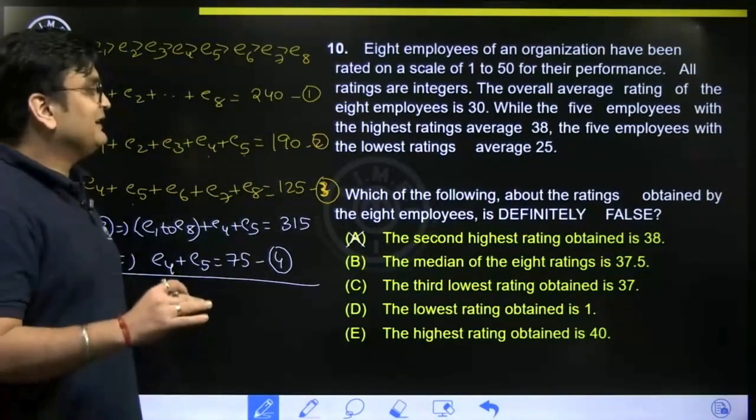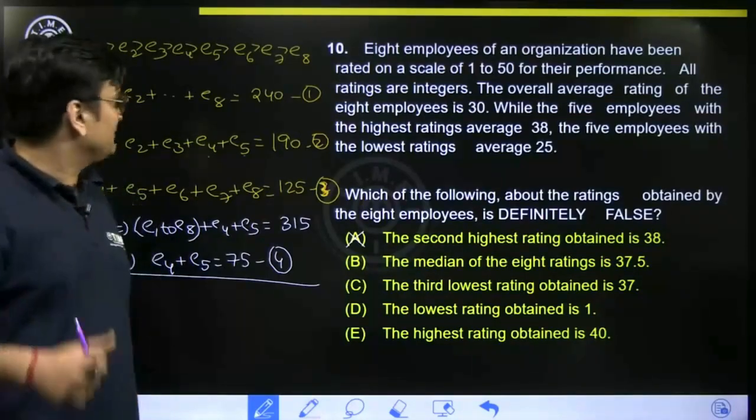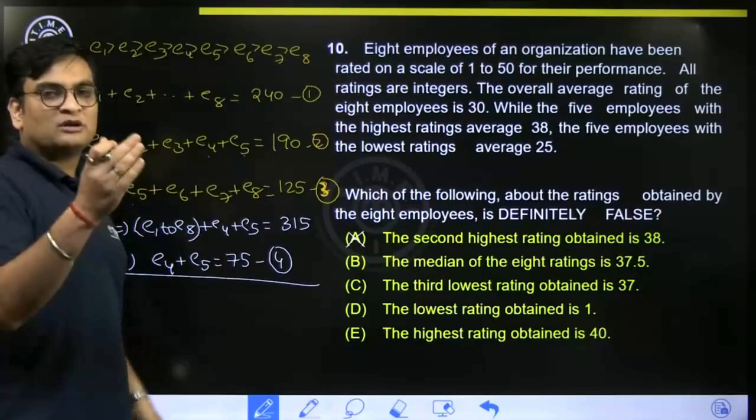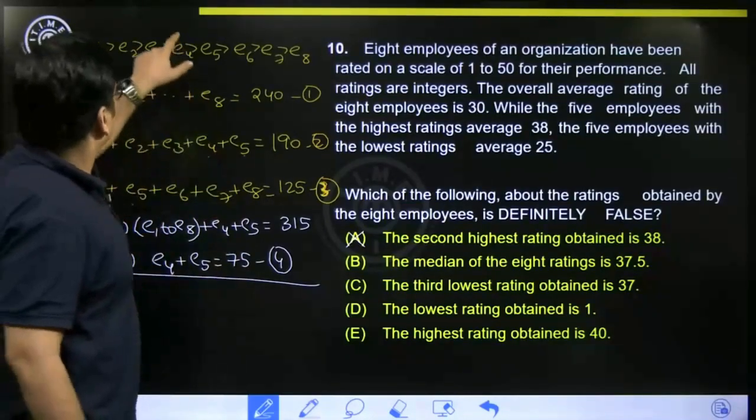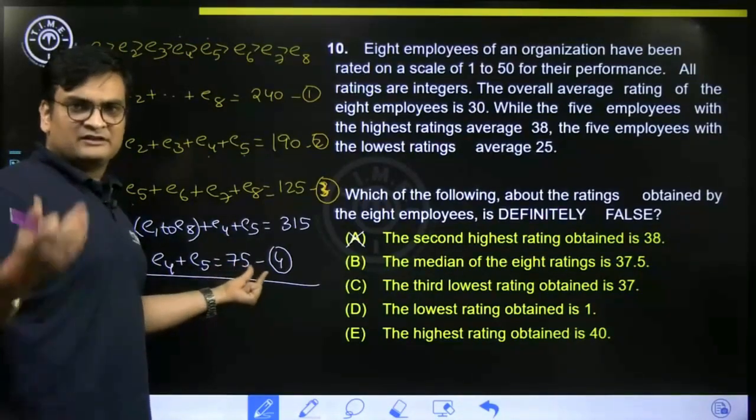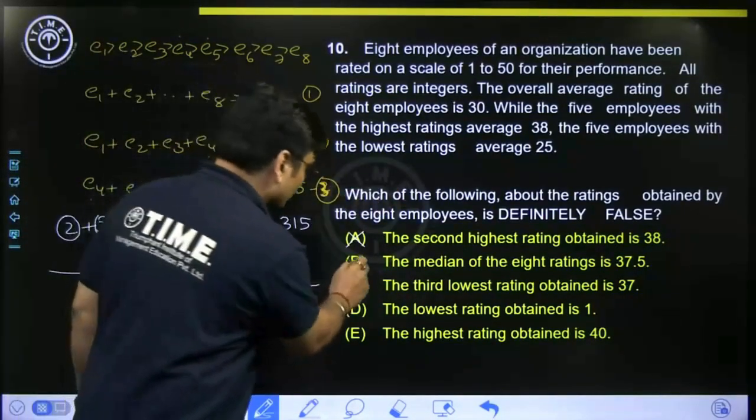The median of the 8 ratings is 37.5. What do you mean by median here? So there are 8 values, so median will be 4th plus 5th by 2. 4th plus 5th by 2 we know is 37.5. 75 by 2, 37.5, that's absolutely correct, not my answer.